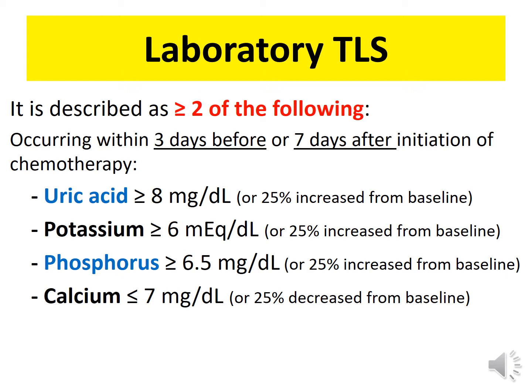and serum phosphorus level more than or equal to 6.5 milligram per deciliter, or an increment of 25% from the baseline, and calcium level which is low, less than 7 milligram per deciliter, or a decrease of calcium by about 25% from the baseline.